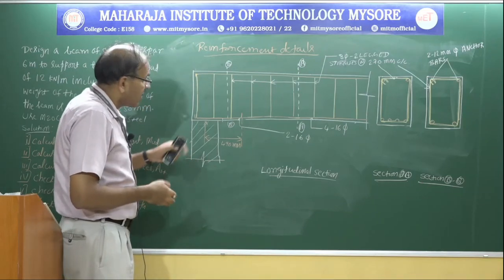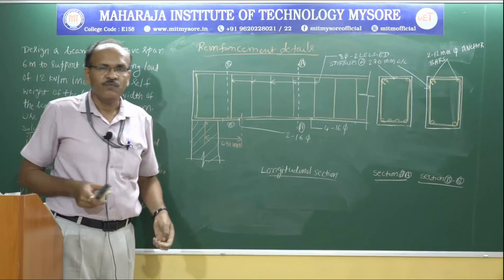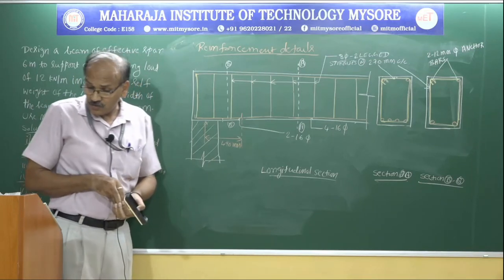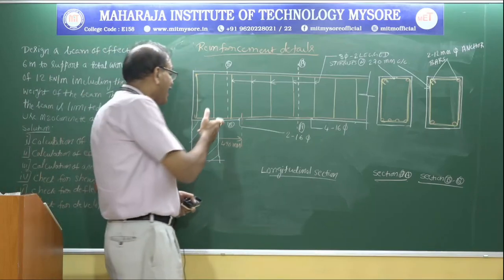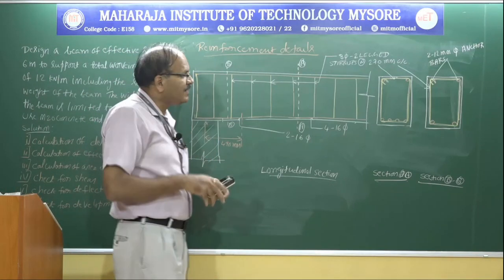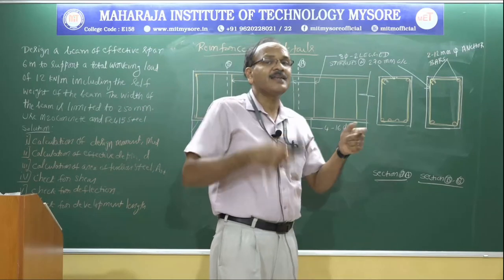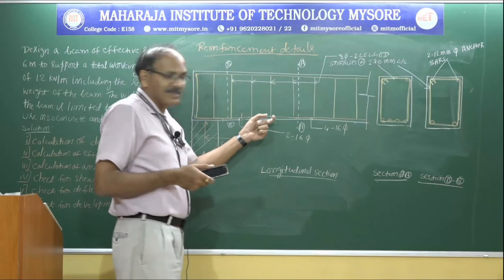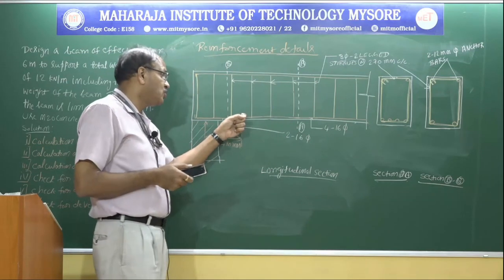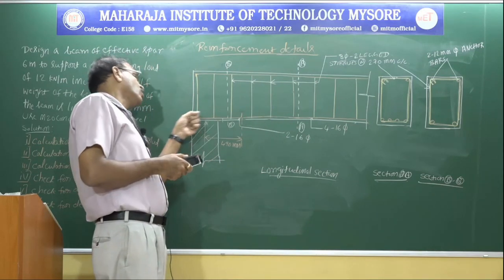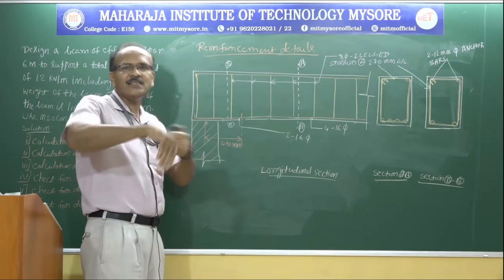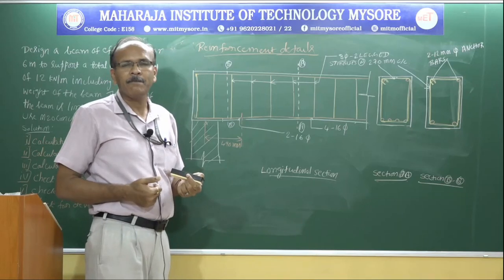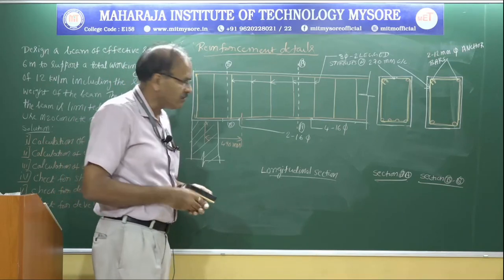Next, coming to LD by 3, which I discussed just now. So the code says at least 1/3 of the total reinforcement in a simply supported beam should be continued to the support, that is inside the support, for a distance equal to LD by 3. Is it clear to you?